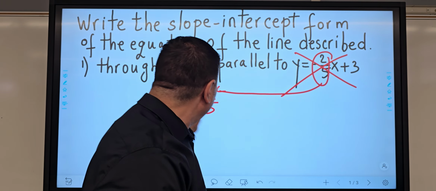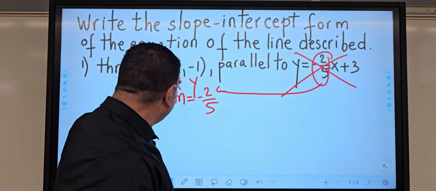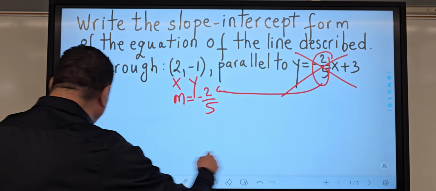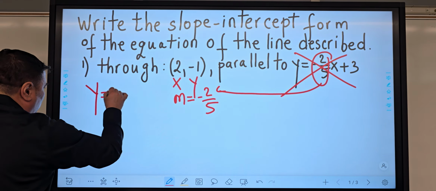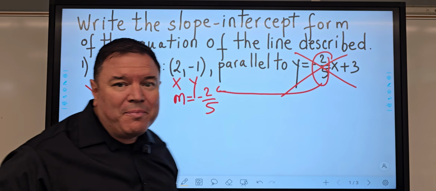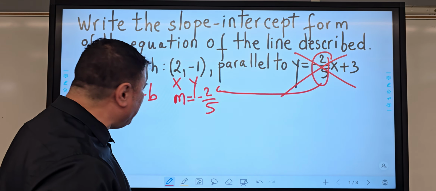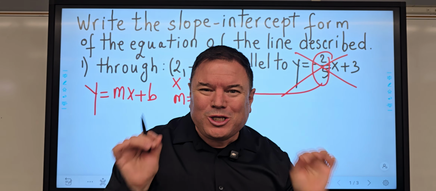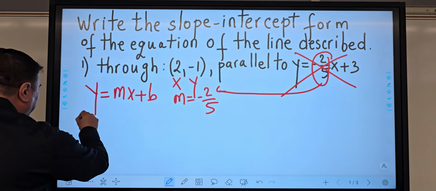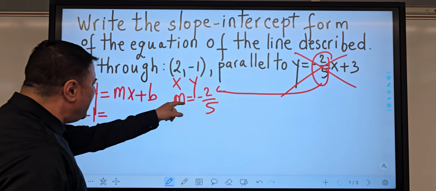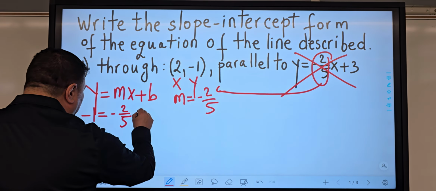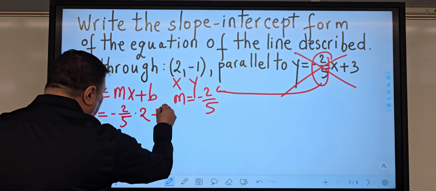So now let's solve for our equation here. We have x equals 2, y equals -1, and m equals -2/5. And let's use the equation y equals mx plus b, the slope-intercept form. And now we are going to substitute the y, m, and the x, and we are going to solve for b. Let's do that. Instead of y, we put -1 equals, instead of m, -2/5, and instead of x, we put 2, times 2, plus b.